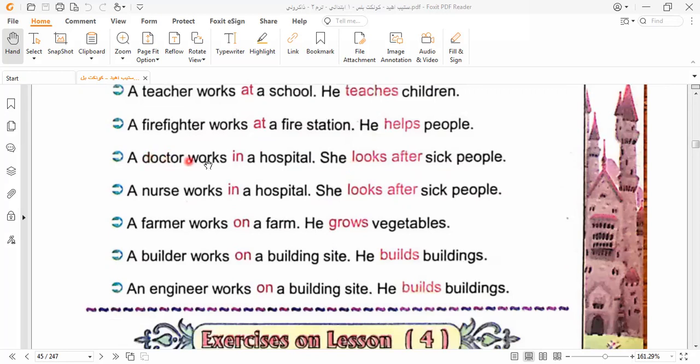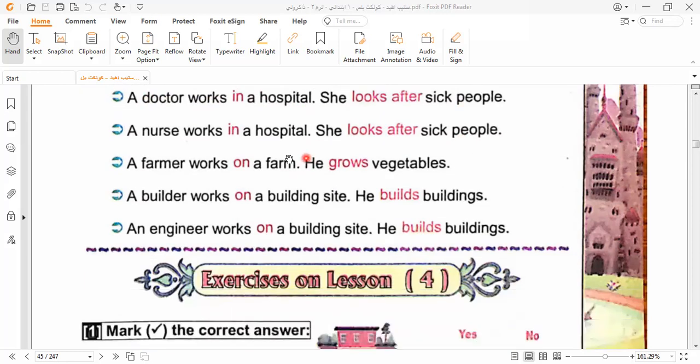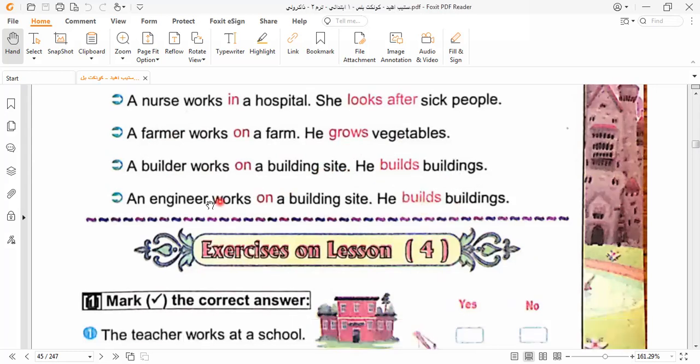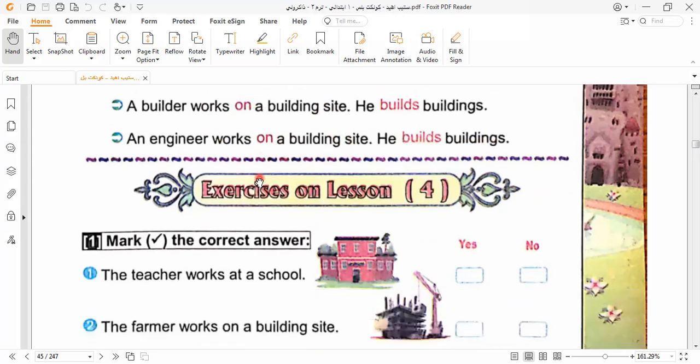A doctor works in a hospital. He looks after what? The people. A farmer works on a farm. He grows vegetables. A builder works on a building site. He builds buildings. An engineer works in a building site. So builder and engineer both work in the same place, the building site. He builds buildings, but the builder is the assistant that helps the engineer.